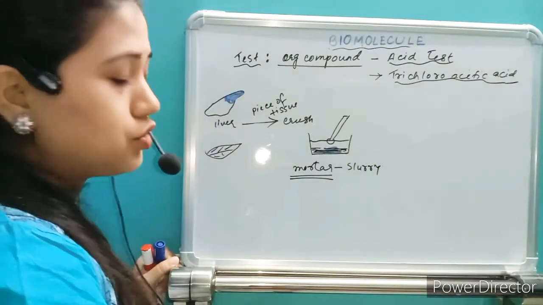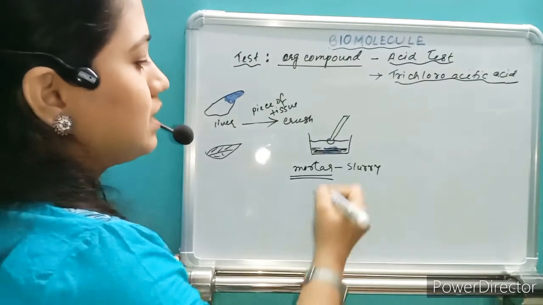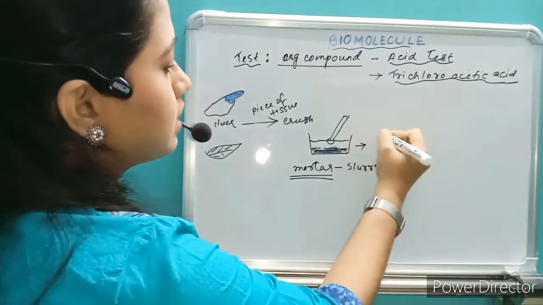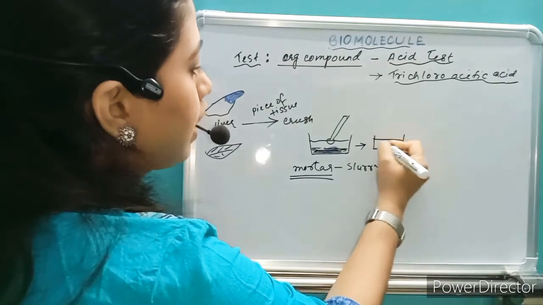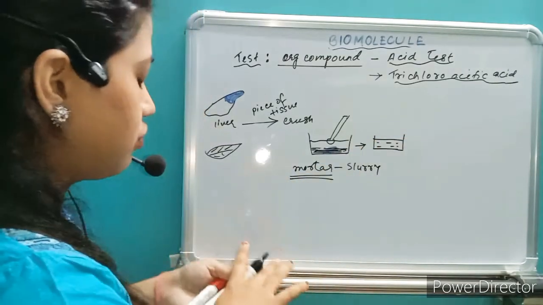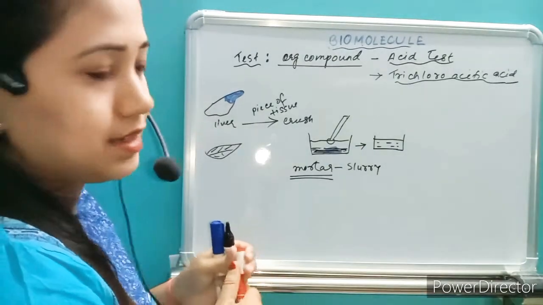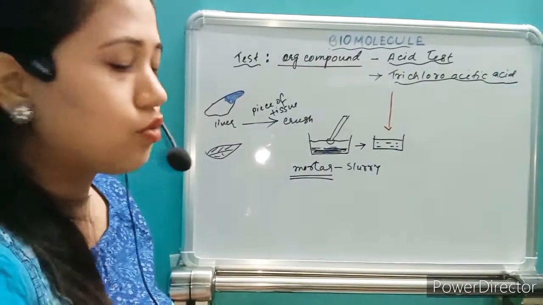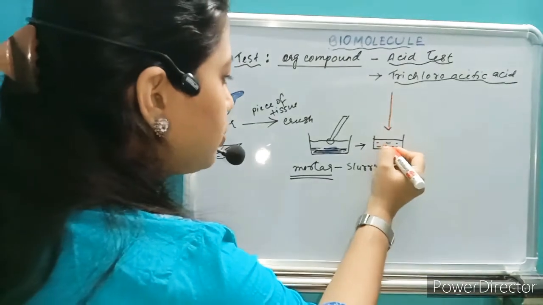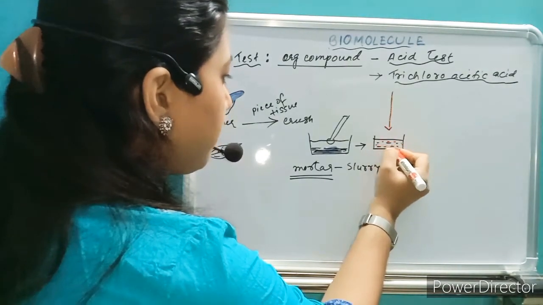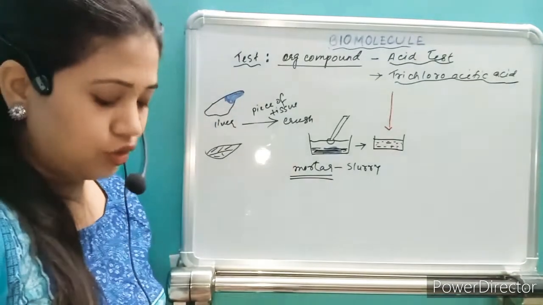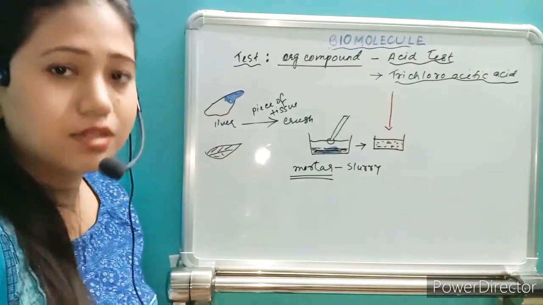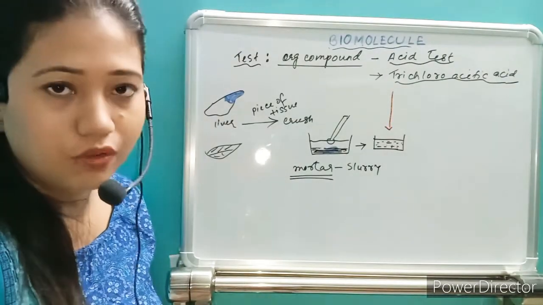Then after that, in this slurry, we are going to add the trichloroacetic acid. So whenever you use the trichloroacetic acid, it's going to react. Some biomolecules are going to dissolve in it, some biomolecules are not going to be dissolved in it, right?